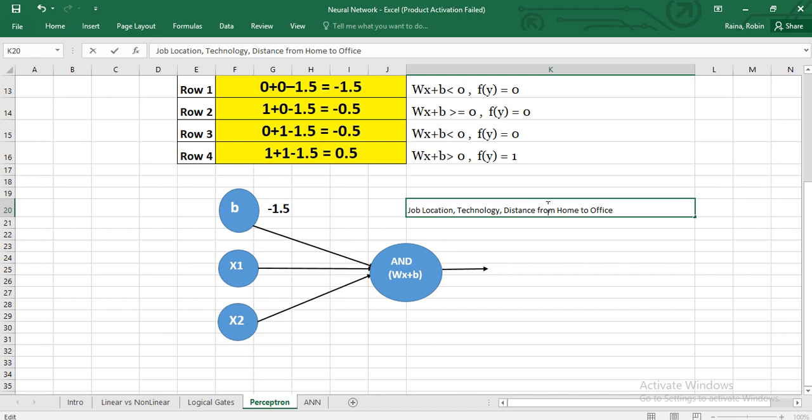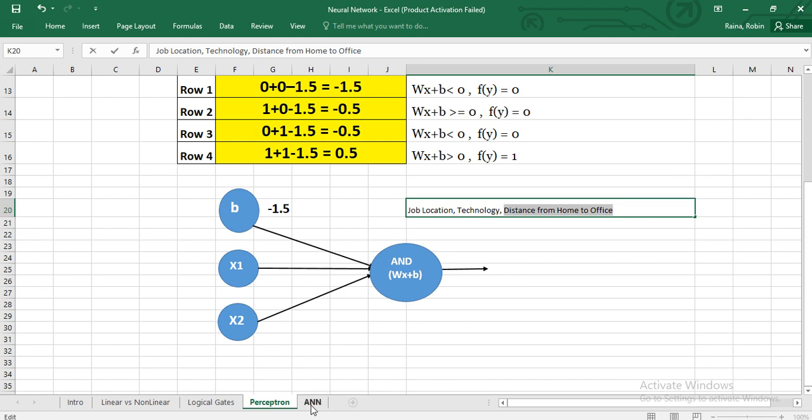So what should happen? If you have to derive the output for it, what should happen? The weight that you will assign to the job location will be much higher than the technology and the distance from home to office. And the parameter x3 in this case, distance from your home to office, doesn't matter to you much. Its weight will be less. The higher the weight it is, the higher you're giving the preference and the prediction inclination towards it.